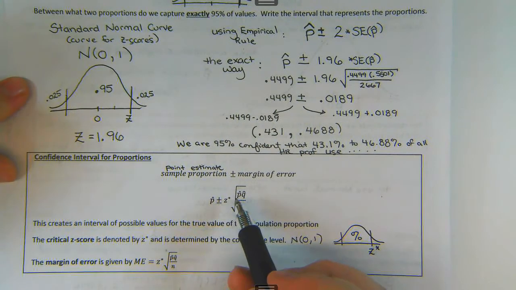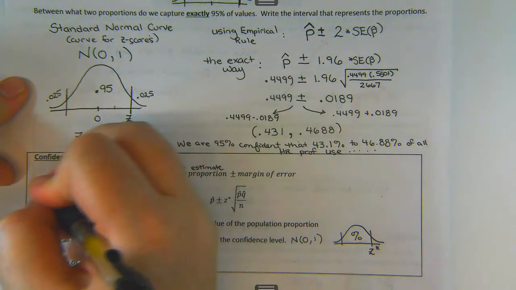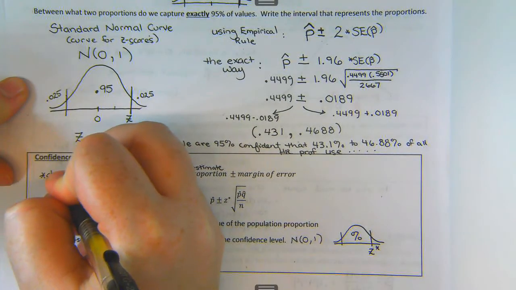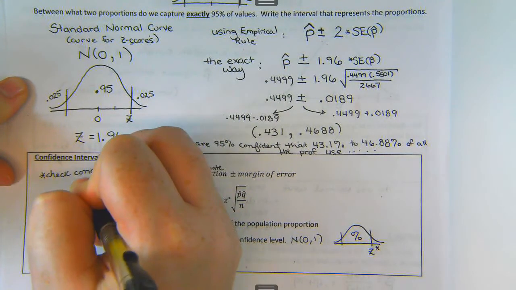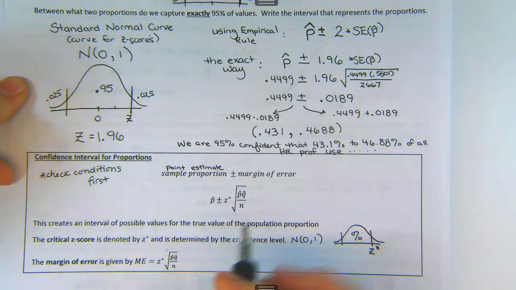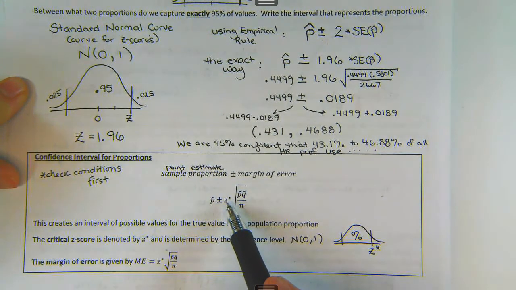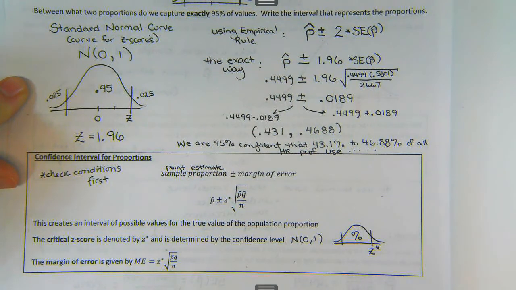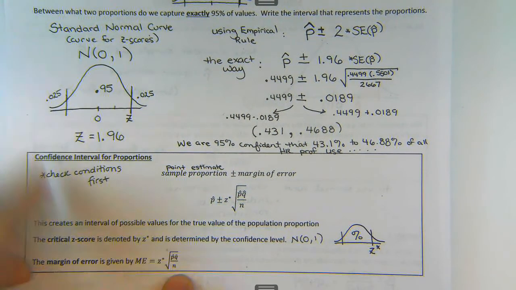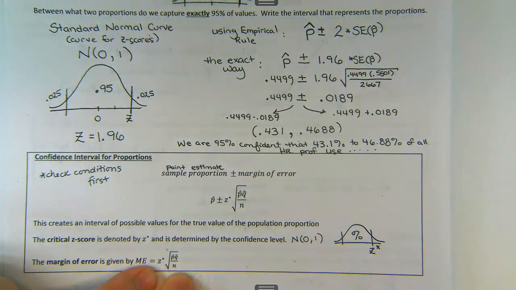Before doing this, your first step before calculating is you should always check conditions first. Always go through those condition checks, because especially using the z-score, it depends on the bell-shaped curve. In order to use that normal curve, we need to make sure we have large enough samples. And then our last piece, just to describe margin of error, it's the multiplication of those two.